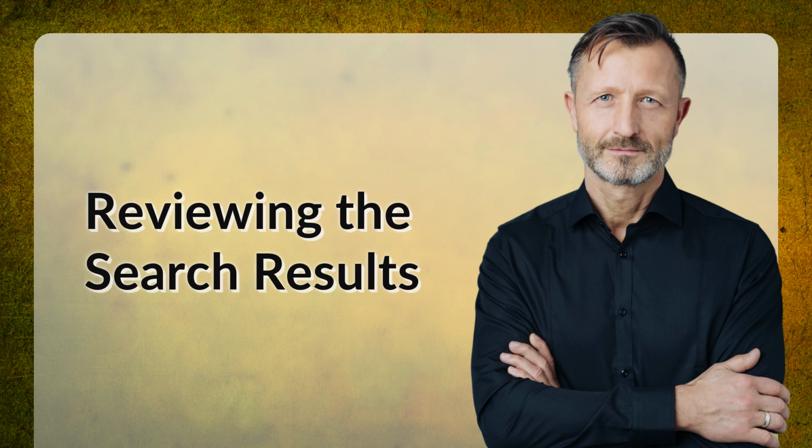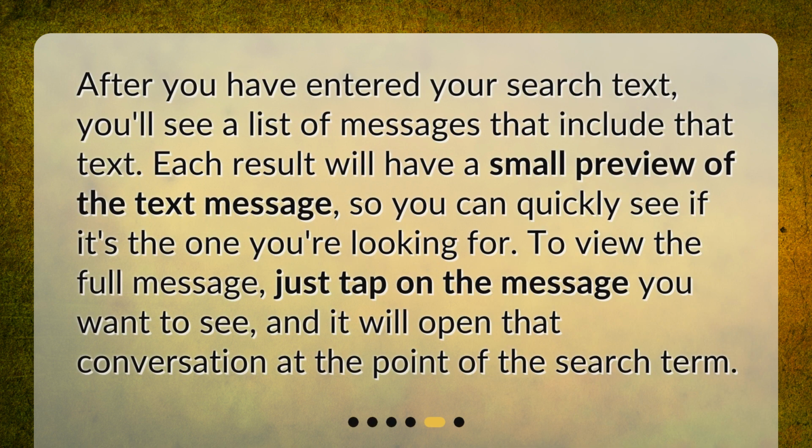Reviewing the search results. After you have entered your search text, you'll see a list of messages that include that text. Each result will have a small preview of the text message, so you can quickly see if it's the one you're looking for. To view the full message, just tap on the message you want to see, and it will open that conversation at the point of the search term.